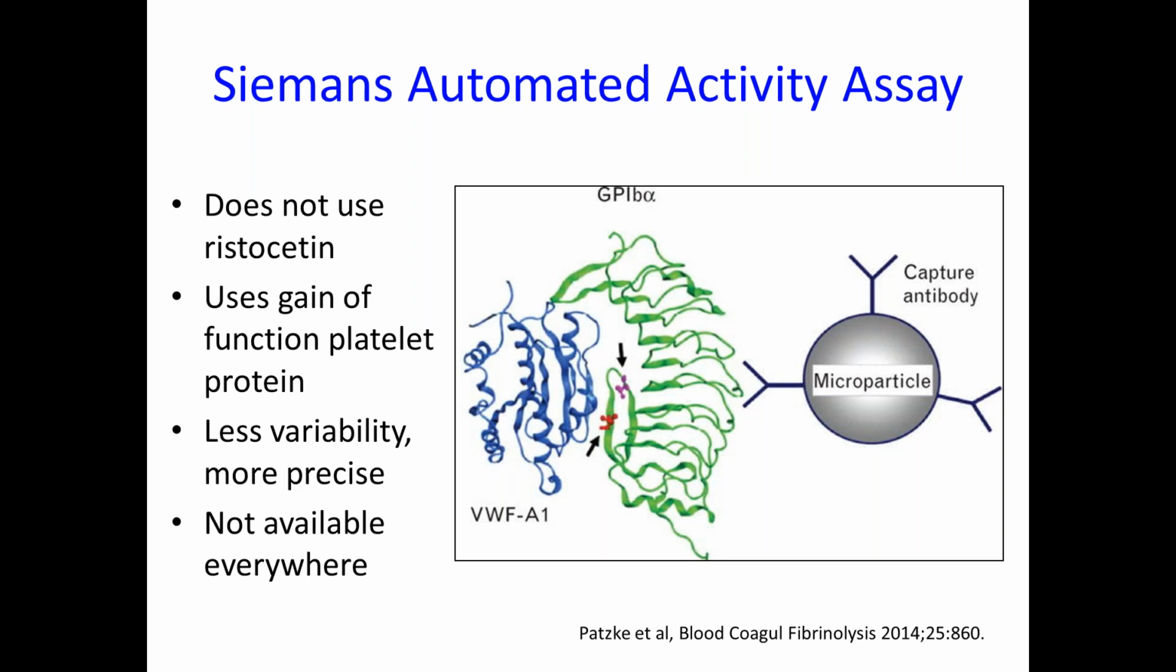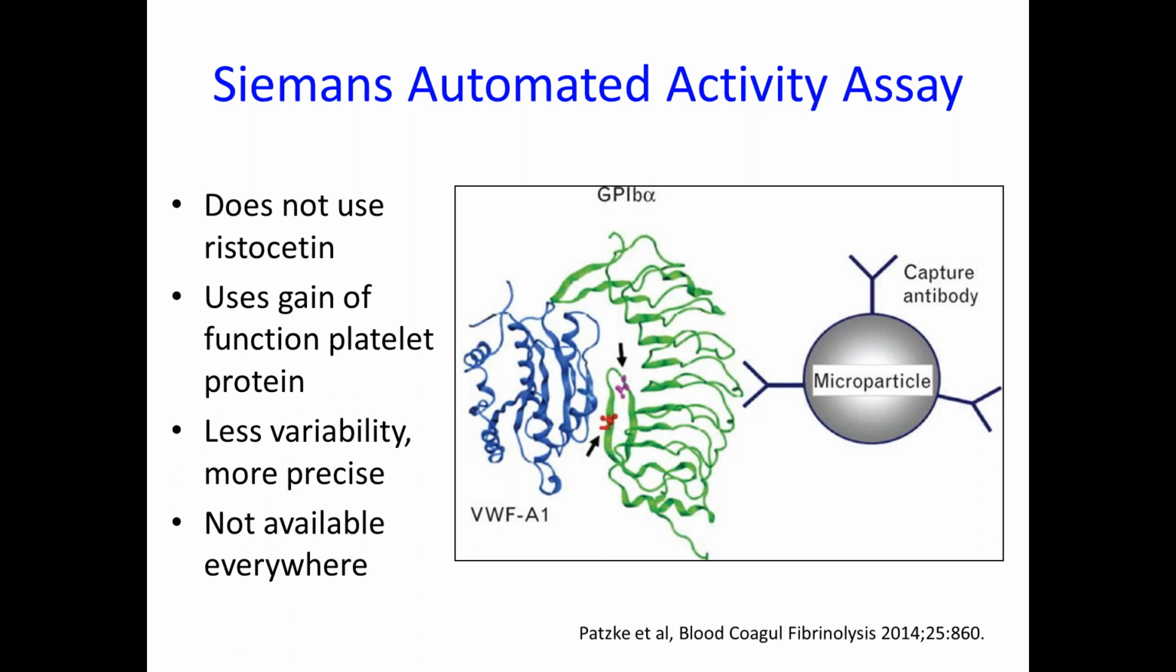The other nice factor is that these assays have less variability and are more precise. So instead of repeating the ristocetin multiple times and getting completely divergent answers as to somebody's von Willebrand factor activity, if you repeat this assay, you will generally get numbers that are very close to each other. So this can give you more confidence in the values that you're getting.